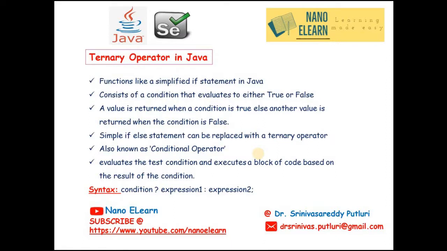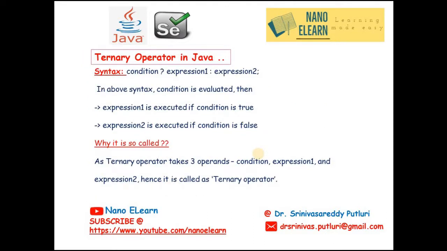The syntax will look like: condition ? expression1 : expression2. In the above syntax, the condition is evaluated first, then expression1 is executed if the condition is true. Else, expression2 is executed if the condition is false. Why is it called the ternary operator? It is called the ternary operator because it takes three operands, which are condition, expression1 and expression2. Hence the name ternary operator.